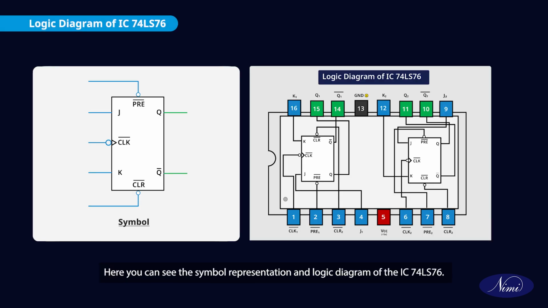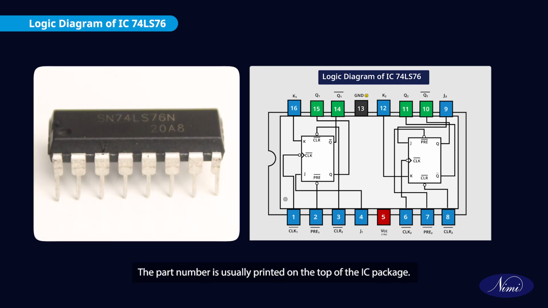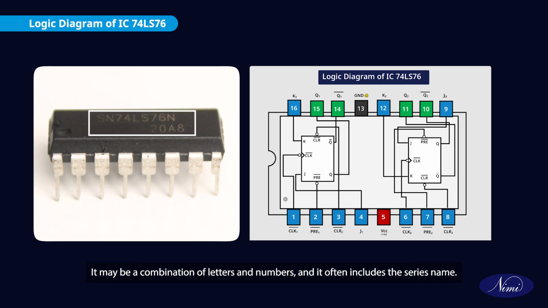Here you can see the simple representation and logic diagram of the IC74LS76. The part number is usually printed on the top of the IC package. It may be a combination of letters and numbers, and it often includes the series name.